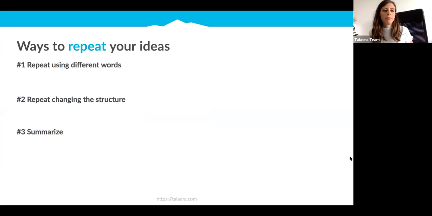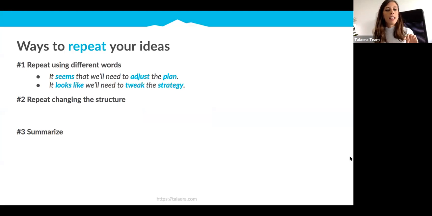For example, it seems that we'll need to adjust the plan. Say it again with different words. It looks like we'll need to tweak, as to adjust, the strategy. The plan, the strategy, same thing.